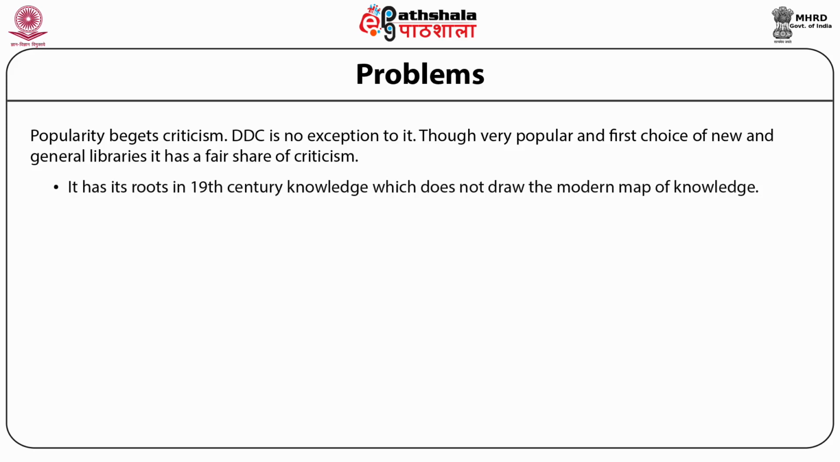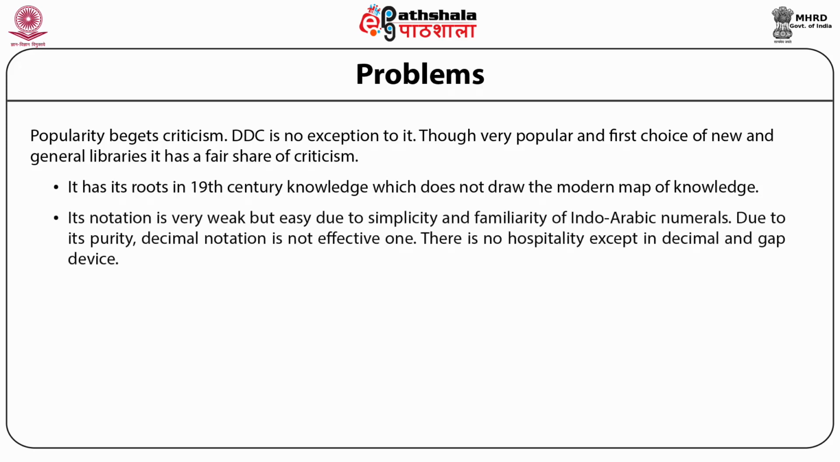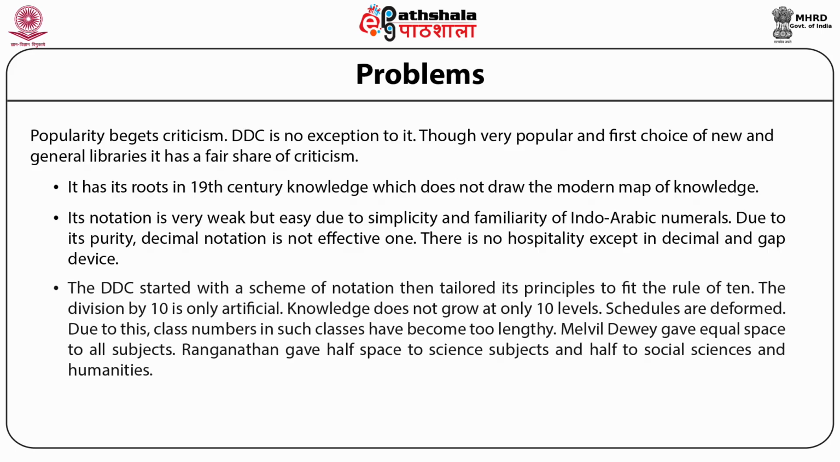And some of it has its roots in 19th century knowledge, which does not draw the modern map of knowledge. Its notation is very weak, but easy due to the simplicity and familiarity of Indo-Arabic numerals. Due to its purity, decimal notation is not an effective one. There is no hospitality except in the decimal and gap devices. The DDC started with a scheme of notation, then tailored its principles to fit the rule of 10. The division by 10 is only artificial. Knowledge doesn't grow at 10 levels at every step.